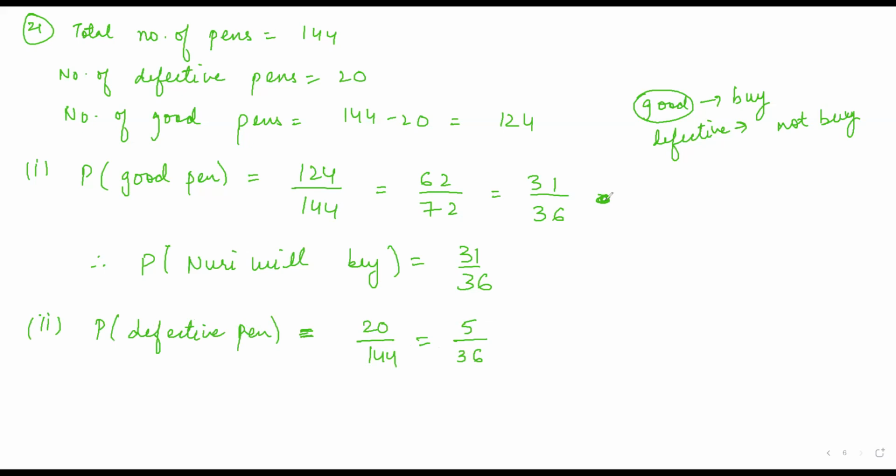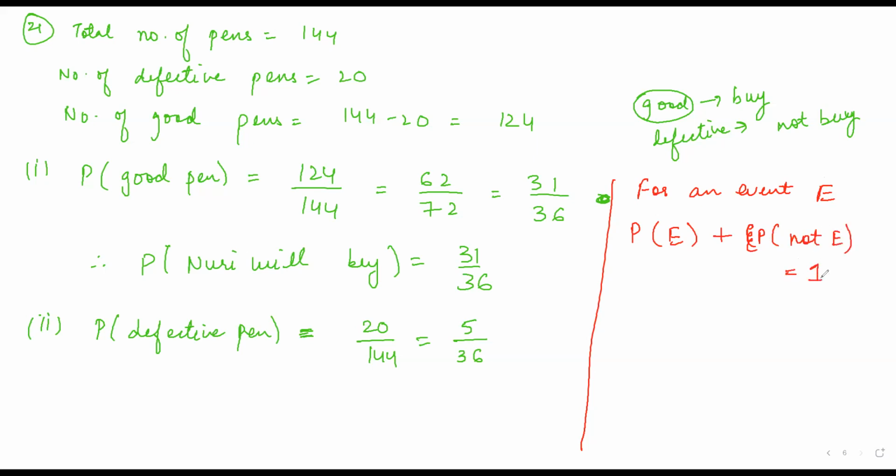So Afaf, there is one thing here which I want to tell you. You can note it down. For an event E, the probability of E plus the probability of not E is actually equal to 1, correct? Yes, ma'am. So let's say E is the event that Noori will buy, right?